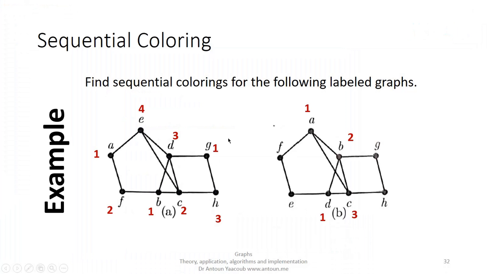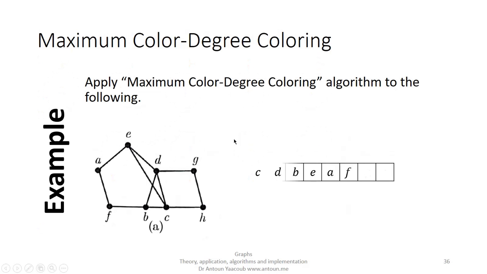So let's continue and move to the maximum color degree. For the maximum color degree coloring, I need to sort the vertices by degree.